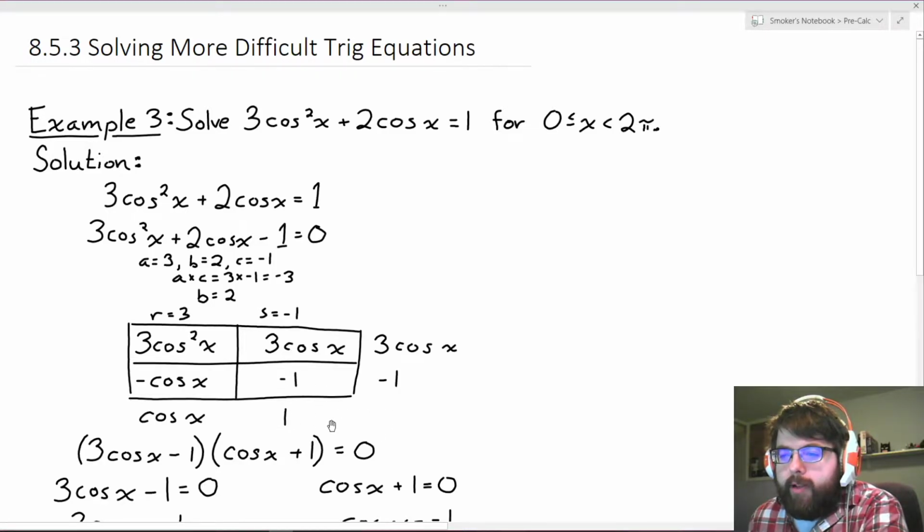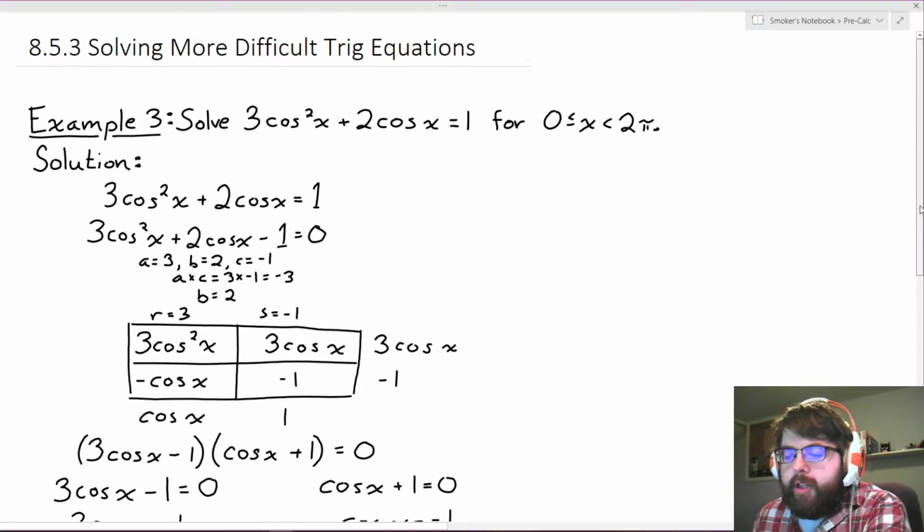You can double check this by looking at whether this 1 here and this negative 1 multiply to get negative 1. 1 times 3 cosine x multiplies together to get 3 cosine x. Cosine times negative 1 multiply together to get negative cosine, and cosine times 3 cosine multiply together to get 3 cosine squared. So my two factors are 3 cosine x minus 1 and cosine x plus 1. And if you would FOIL these, you would go back to this, and that's the idea, reverse FOILing.